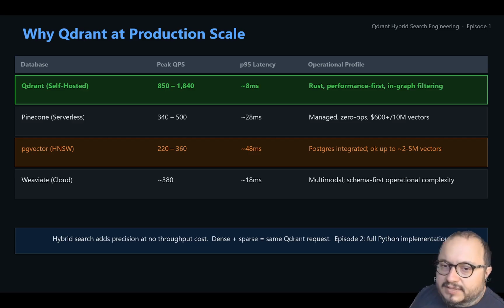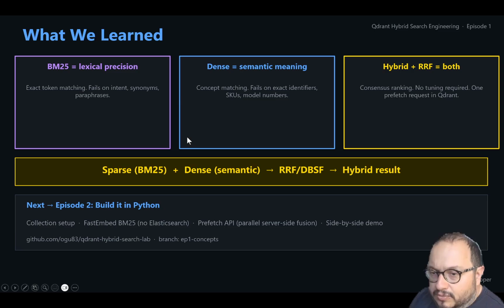The 13% precision improvement claim you see in Qdrant's documentation is reproducible. In episode 2, I will show you side by side, on 500 real product records, the same query, dense only versus hybrid, with concrete precision numbers. Let me bring this together before we move to the code in episode 2.